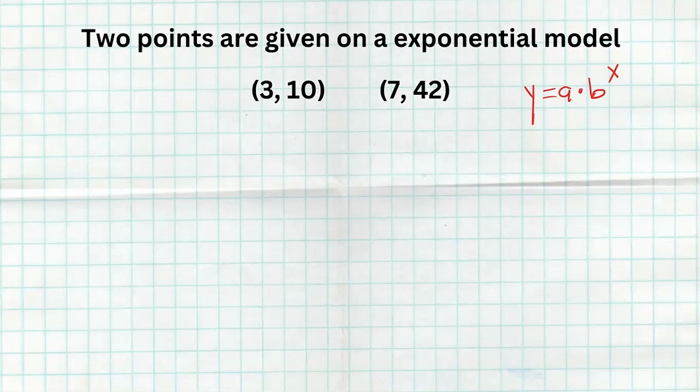So the first thing we want to do is create 2 equations based on these 2 points. So the output is 10 when the input is 3. If I'm using an exponential model, my x is my input, my y is my output.